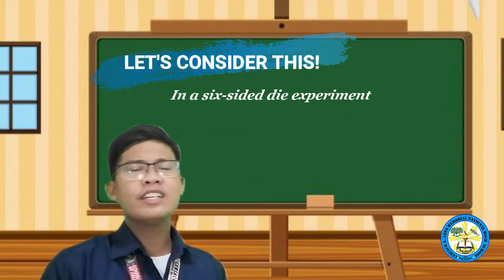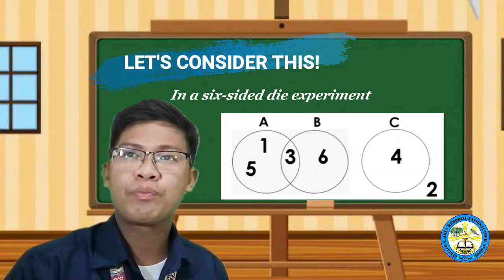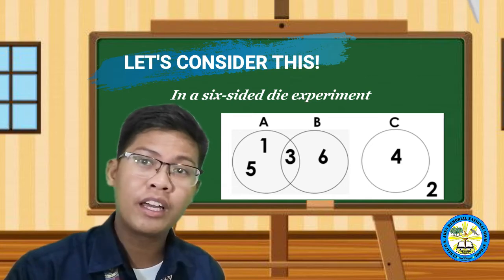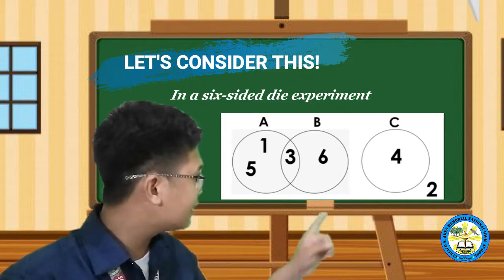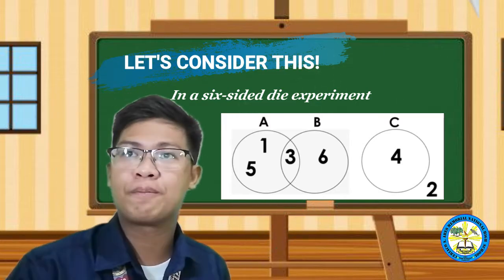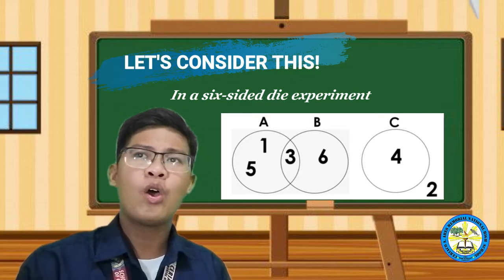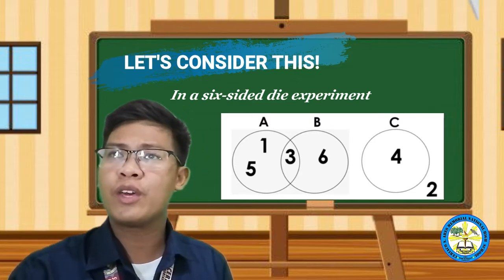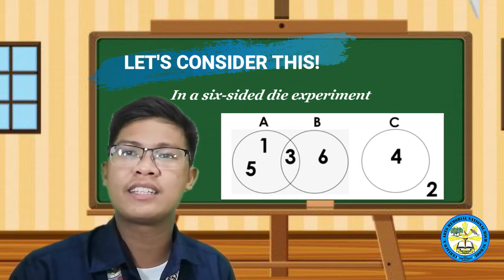As you can see, there is a number outside the circles, which is number 2. 2 is not an odd number, and at the same time, it is not a multiple of 3. That's why it is not inside the circle. So we can call it a complement. After that, we enclose it in a rectangular figure to show that this is an example of a universal set.